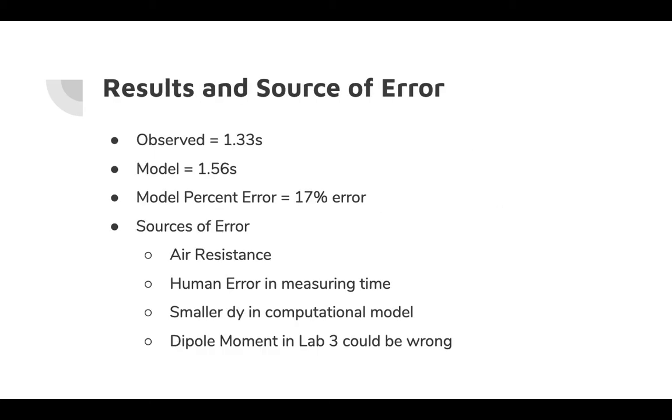The results and sources of error. The time observed, which is the experiment, was 1.33 seconds. And the time for the magnet to fall through the tube in the computational model was 1.56 seconds. The model percent error, which is just the percent difference, was 17% for me.